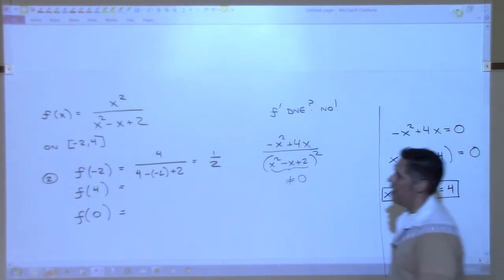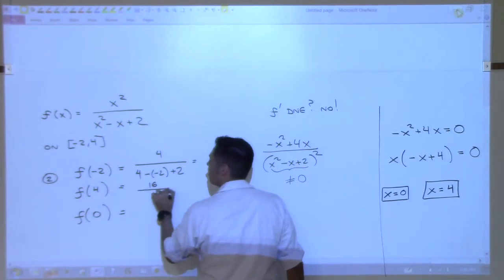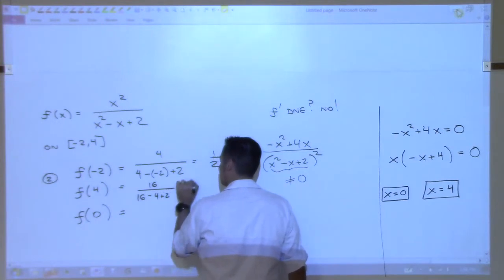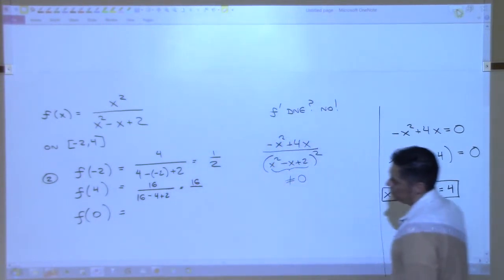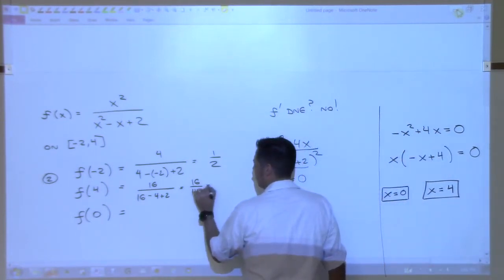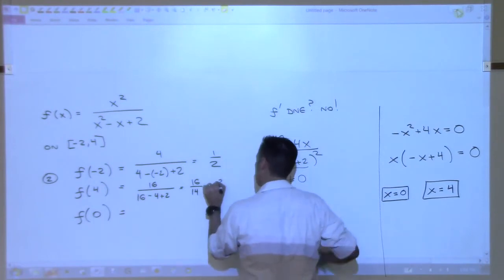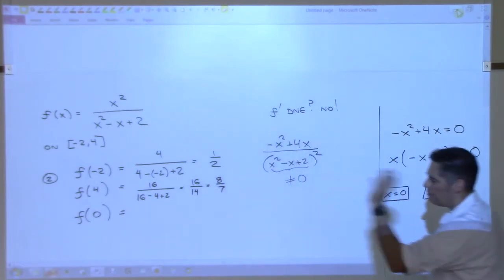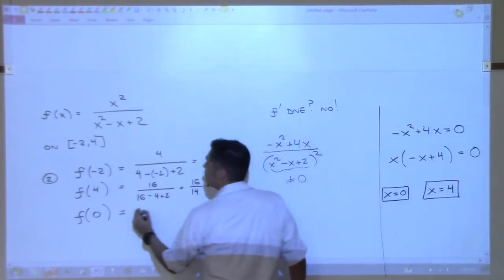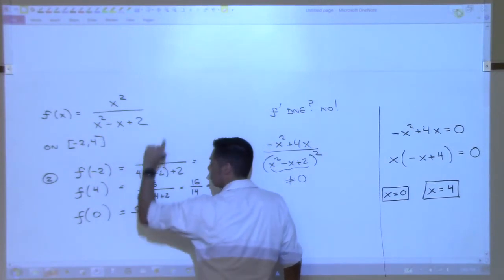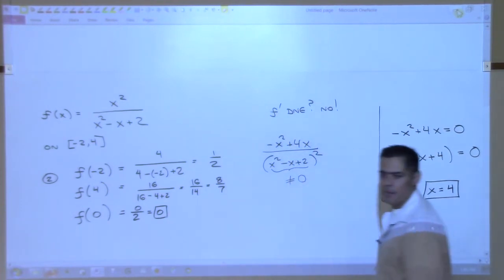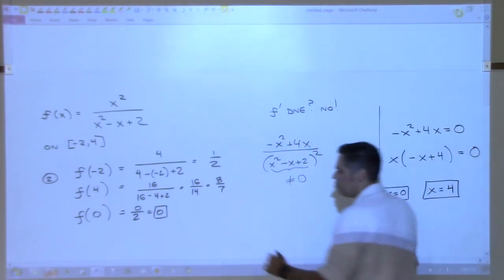Then we plug 4 into that. So 16 over 16 minus 4 plus 2, which is 16 over 14. All right, 8/7. You just double check my arithmetic. You know my brain doesn't like arithmetic. So what happens when we plug in 0? 0 over 2, right? Which is 0. So there we go. I believe that's our minimum number, right? That's our minimum number, 0.